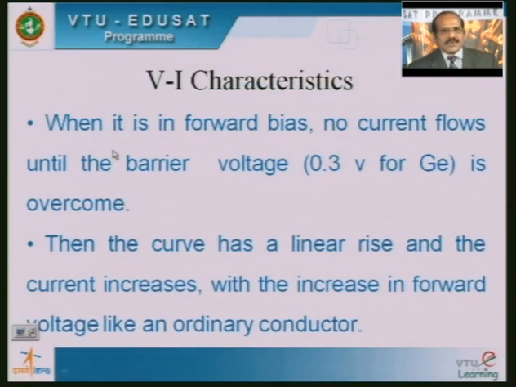In the case of a semiconductor diode, whenever it is in forward bias, no current flows until the barrier voltage, that is 0.3 volts for germanium and 0.7 volts for silicon, is overcome. Then the curve has a linear rise and the current increases with the forward voltage like an ordinary conductor. So, please note that the barrier voltage is 0.3 volts for germanium, whereas it is 0.7 volts for silicon.